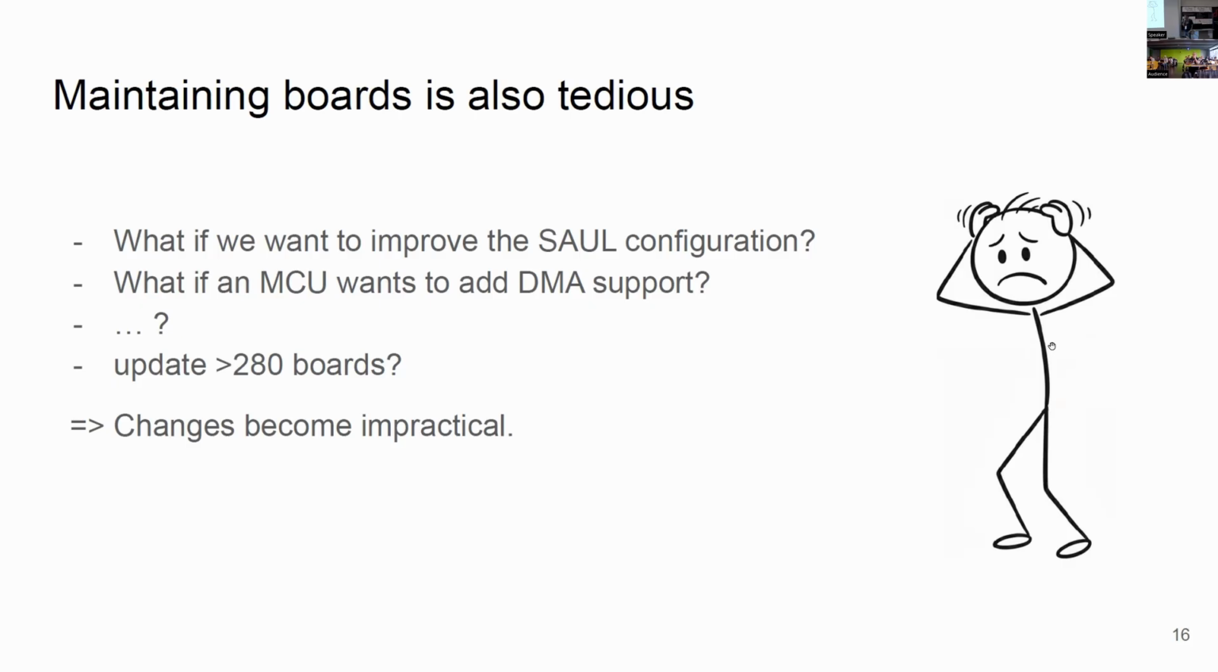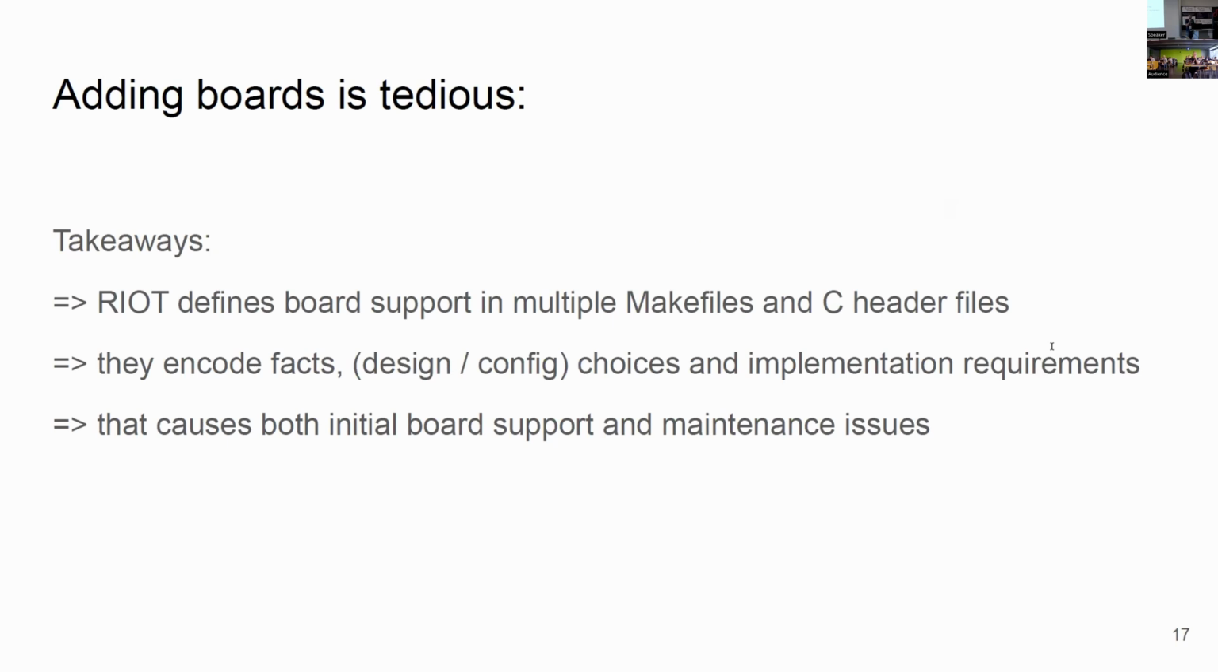A recent example is the adding of the SPDX license headers, which turned out to be split over 4 pull requests, I think, because so many files had to be touched. That is a lot of work. So, takeaways: RIOT defines the boards in multiple header files and makefiles, and they encode facts and design and config choices and implementation requirements. And I say that causes issues both for adding a new board and also for maintaining them.